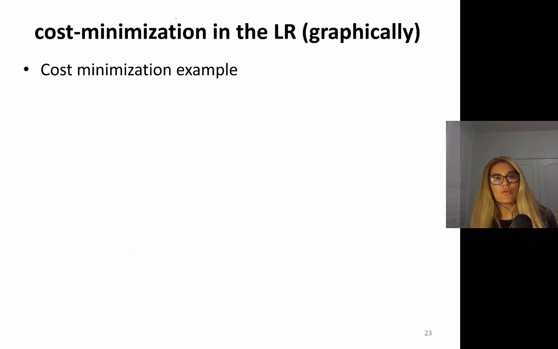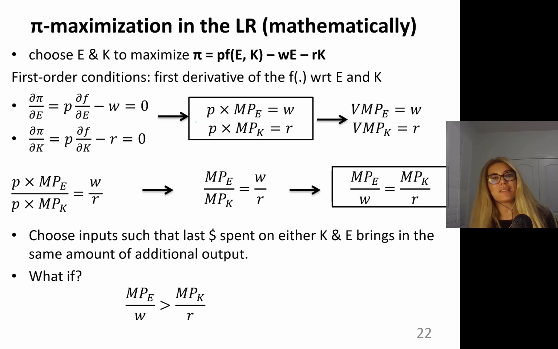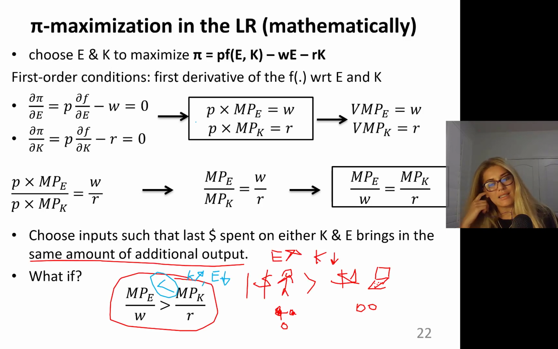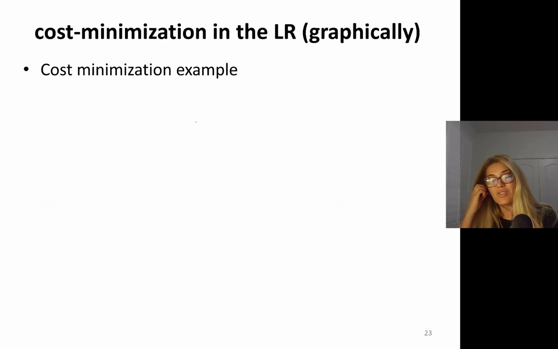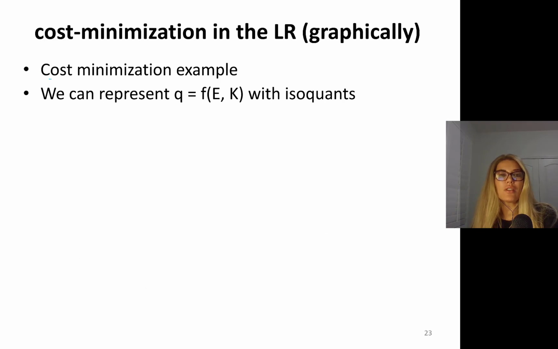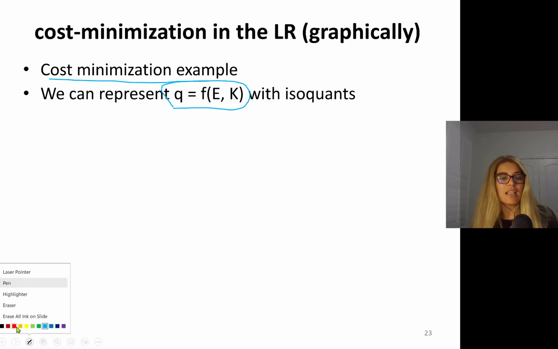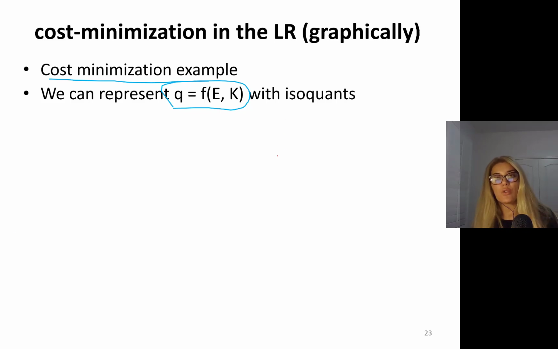Okay. So we have talked about profit maximization, and let's talk about cost minimization graphically in the long run. Cost minimization example. So we are going to use what we call isoquants. Remember chapter 2? In chapter 2 we did the labor supply model, right? In that labor supply model, we were showing indifference curves. Indifference curves showed you, if you remember, labor consumption preference.